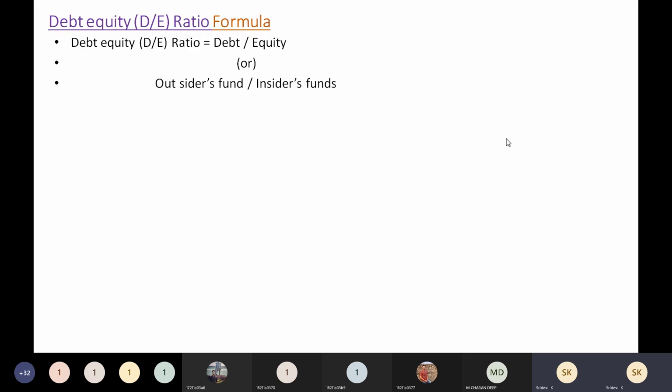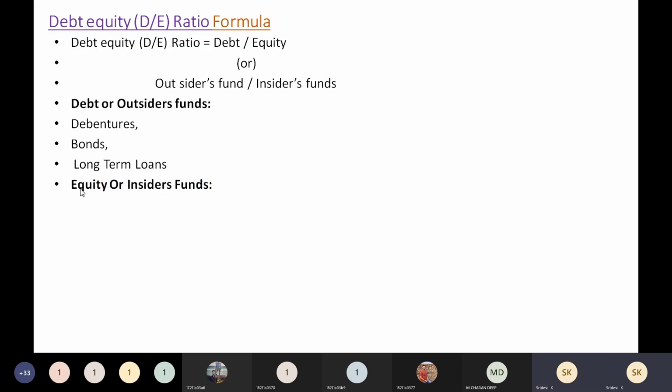What comes under outsiders' funds and what comes under insiders' funds? Let us see the list. In outsiders' funds, the list that I am going to give you now, you have to include. One, it is debentures. Second one, it is bonds. Any long-term loans that are there should be included.